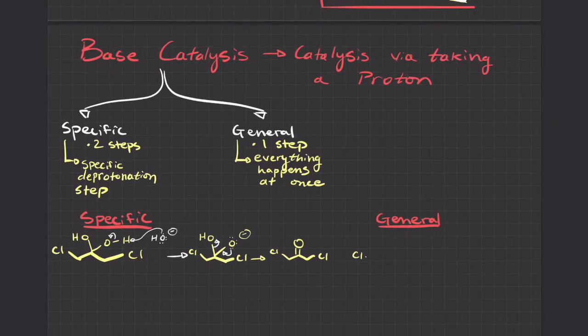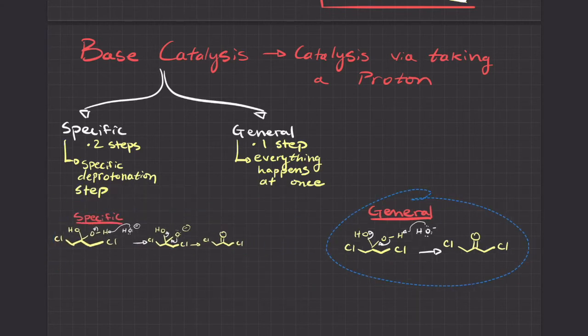Now, in the general base catalysis, we're only going to do it in 1 step. We're going to do the same thing. We're going to deprotonate using hydroxide, but we're just going to do everything at once. We're going to collapse the tetrahedral and kick off our leaving group at the same time, forming the same product, this carbonyl, but all in 1 step here instead of 2 steps.